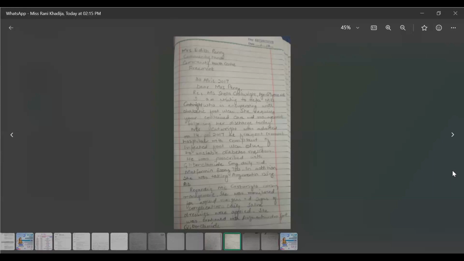Cartwright was admitted on 14 April 2017 at Fremont Community Hospital with complaint of infected foot ulcer due to unstable diabetes mellitus. He was prescribed glibenclamide 5 mg daily and metformin 800 mg TDS. In addition, she was taking Augmentin 125 mg BD. Regarding Ms. Cartwright nursing management, she was monitored for wound margins and signs of complications daily. Saline dressings were applied. She was continued with Augmentin foot. Okay. Next page, please.